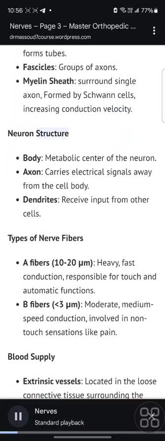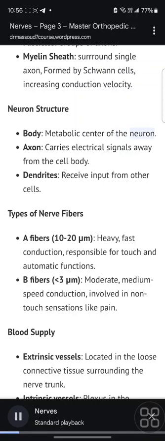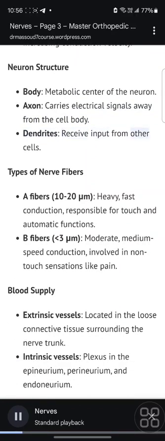Neuron structure. The body is the metabolic center of the neuron. The axon carries electrical signals away from the cell body. Dendrites receive input from other cells.